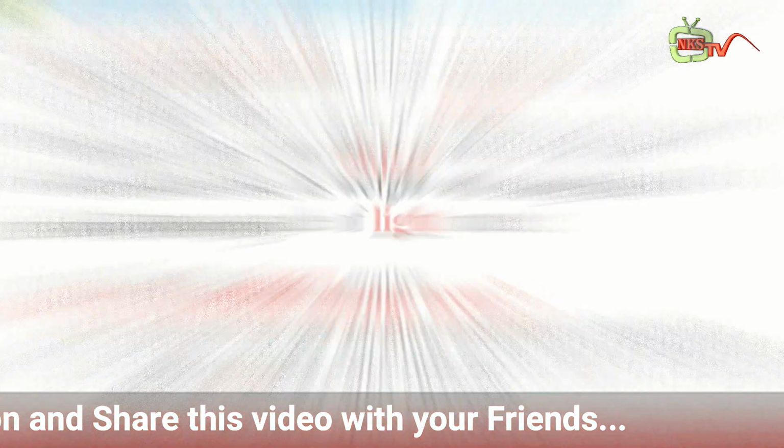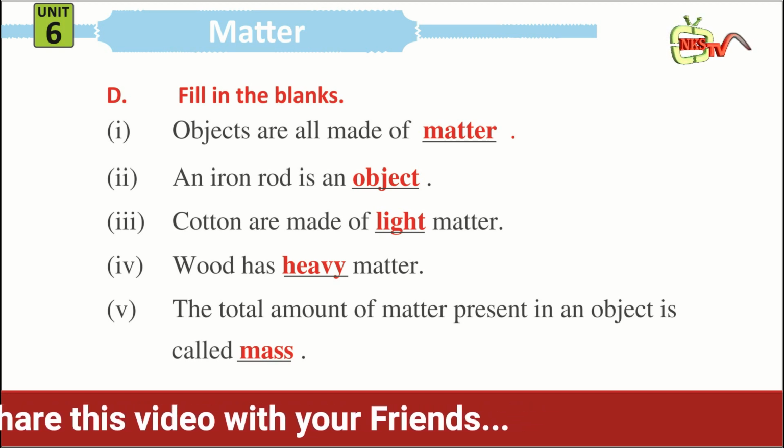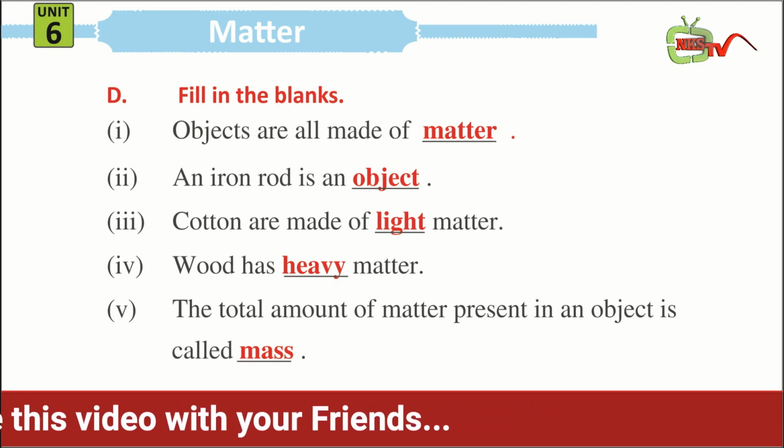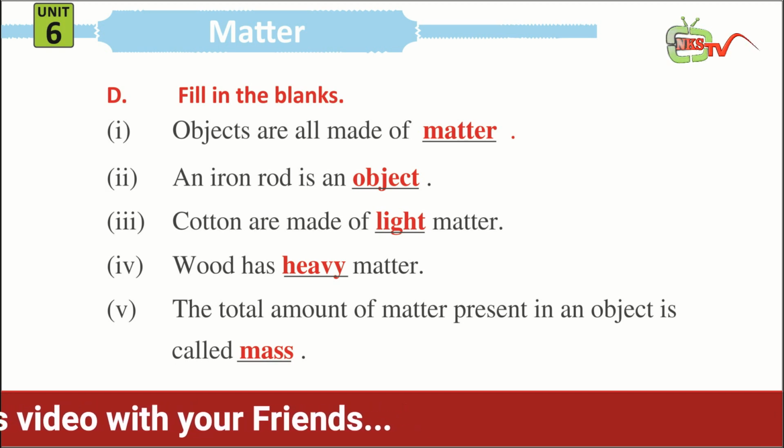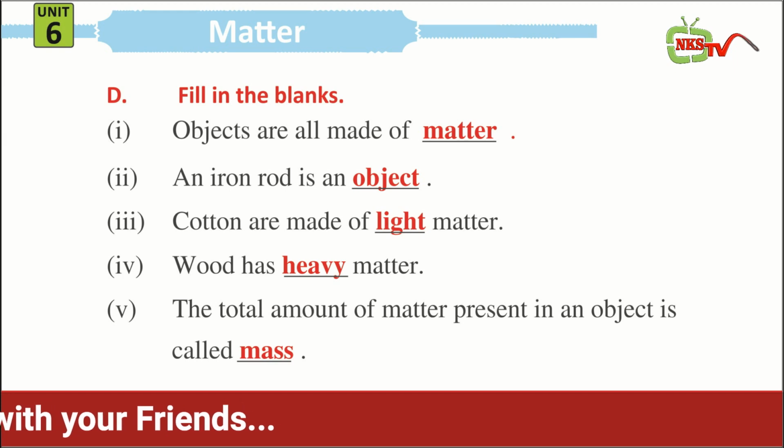Now dear students, come to the blanks. Fill in the blanks and you can see on your screen the filling words are in red color. So let's start. Number 1. Objects are all made of matter. Number 2. An iron rod is an object. Number 3. Cotton is made of light matter. Number 4. Wood has heavy matter. Number 5. The total amount of matter present in an object is called mass.